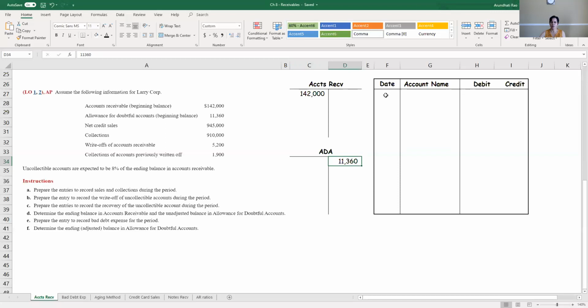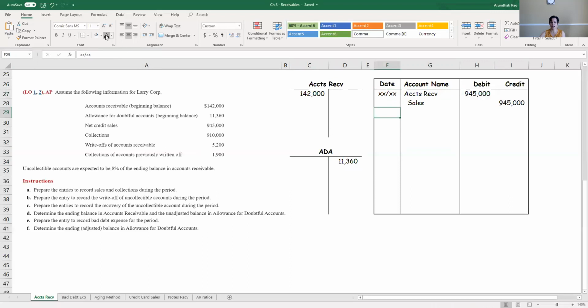So these sales have taken place throughout the year. We are doing just one journal entry. I'm just going to write XX for the date over here because those journal entries have happened as the transactions happen. To record a sale is going to be cash or accounts receivable debit. I know it's accounts receivable debit because I was told they were all credit sales. Accounts receivable debit, sales credit, and the amount is $945,000.